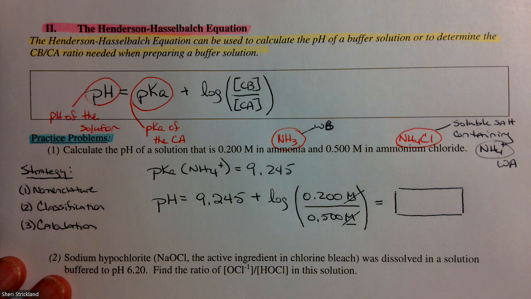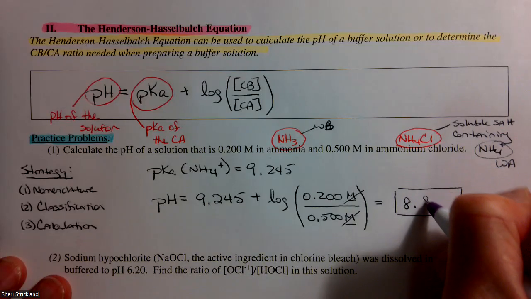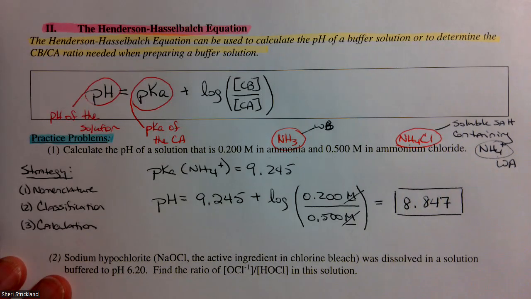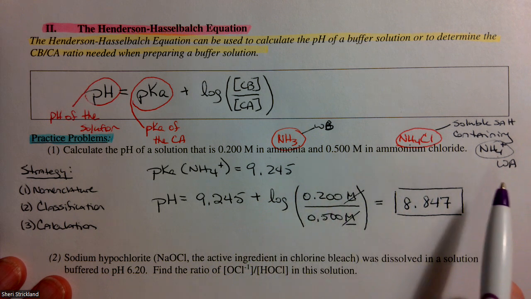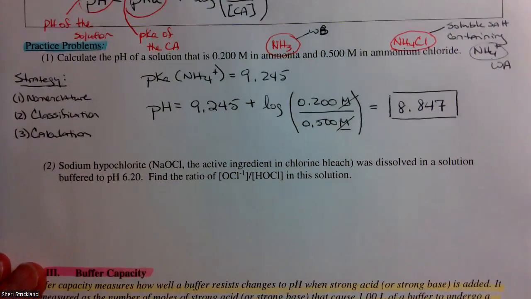All right, welcome back. And I got 8.847. Did you get it? All right. So as you use the appendix in the back, remember that the name always goes with the uncharged form, whichever it is, and pKa always goes with the conjugate acid form. All right, so come on down here.